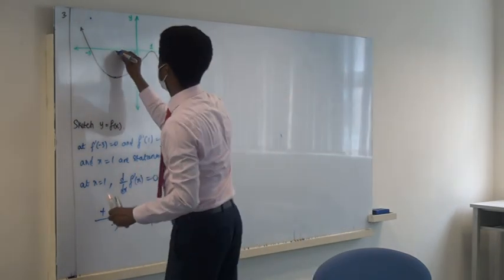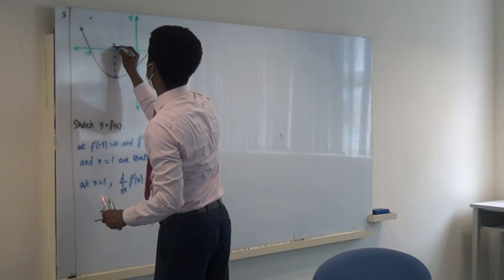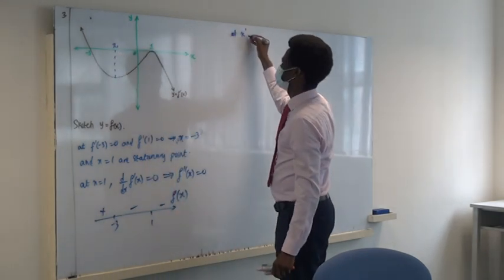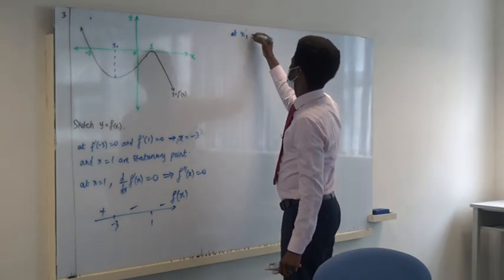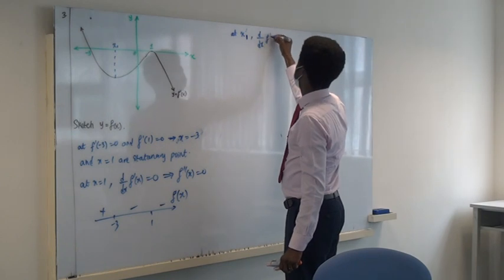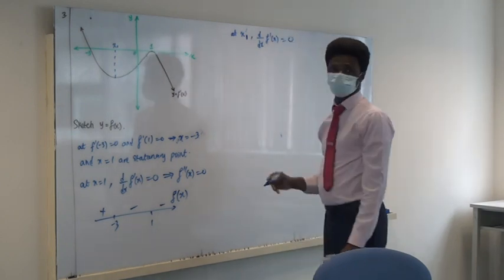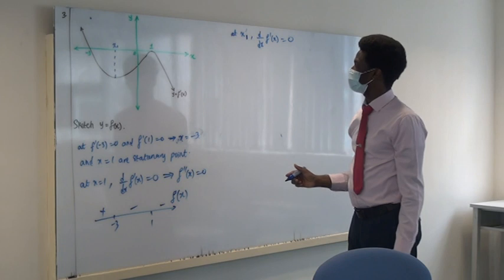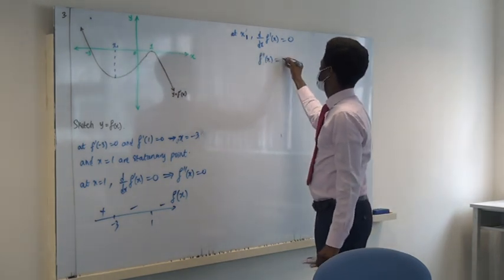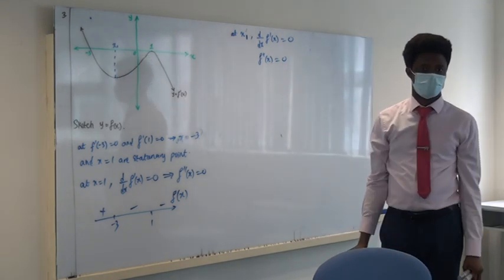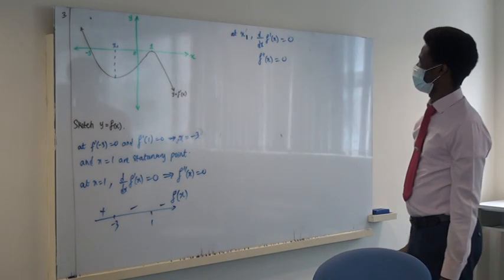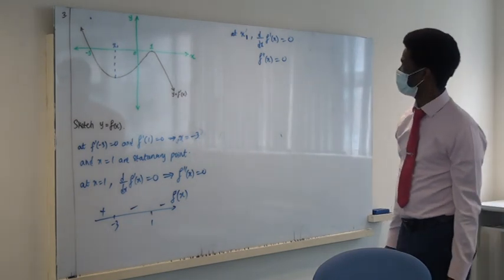At this point, we don't know what that is. So let's call that some x1. At x1, the derivative of that is equal to 0. Isn't it? At x1. So that means this is equal to 0. So that's a point of inflection. Right? But that point of inflection is not a stationary point of inflection?